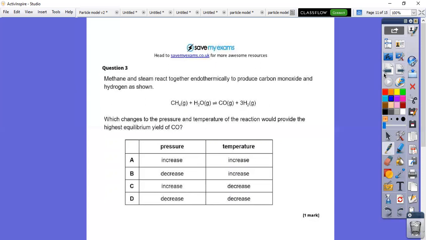Would a decrease in the pressure be one of them? Correct. So the first choice, so it's either B or D. Good.